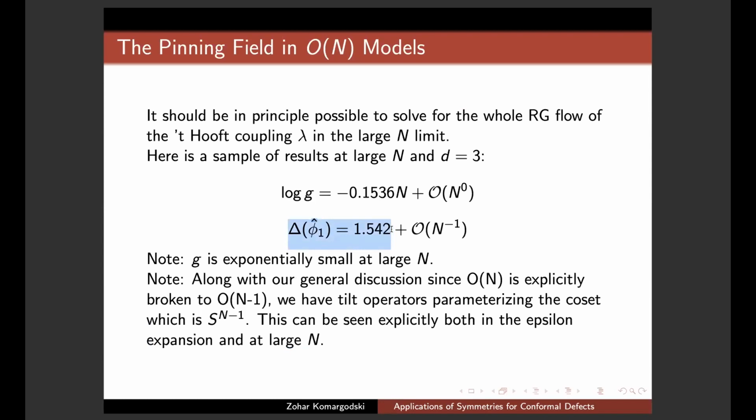It's a stable infrared fixed point. And it's completely consistent with the g theorem, because we found that it's a conformal defect, it's not screened. Finally, I gave you a proof before that if a continuous symmetry is explicitly broken, there must be protected operators. And you can find both in large N and in the epsilon expansion that this is indeed the case. We have these tilt operators that parameterize the coset O(N) divided by O(N-1), which is a sphere. So everything is consistent. It's an interesting defect that obeys the g theorem, and all is good.